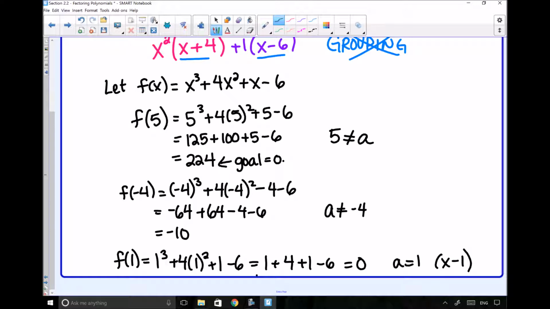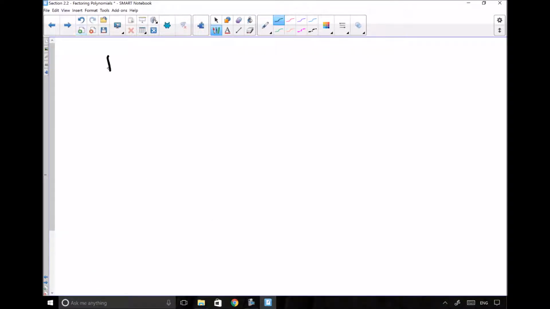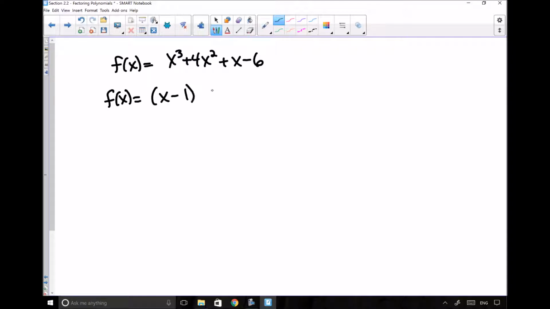So let's go ahead and see what we can do with this. So again, if we know that f of x, sorry, let's write this out properly. If we know that f of x is equal to x cubed plus 4x squared plus x minus 6, we know that a factor is going to be x minus 1. But the question is, what goes inside of here? Well, that's where we bring back our synthetic or our long division. Now, you can do either one. I'm going to use synthetic division because synthetic division is faster.